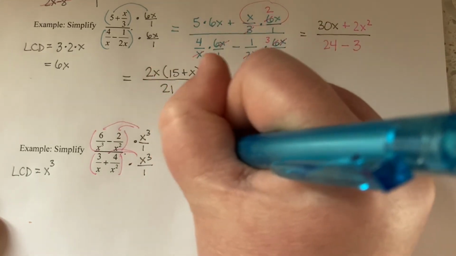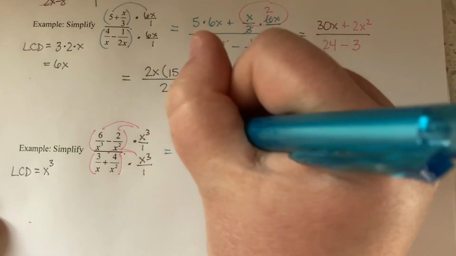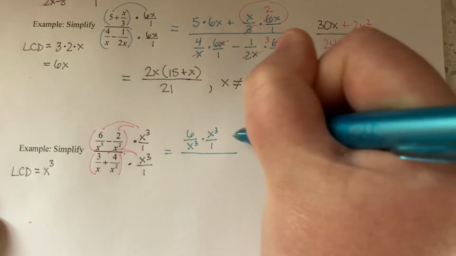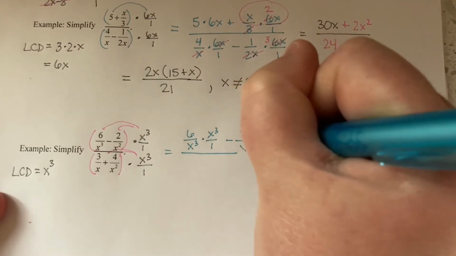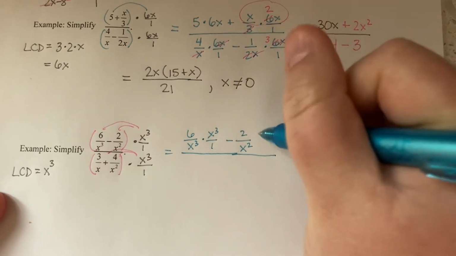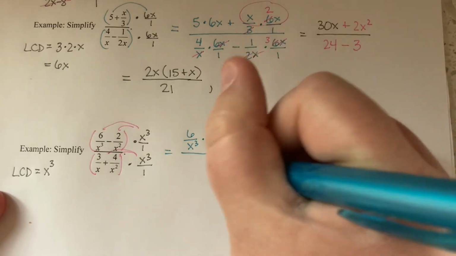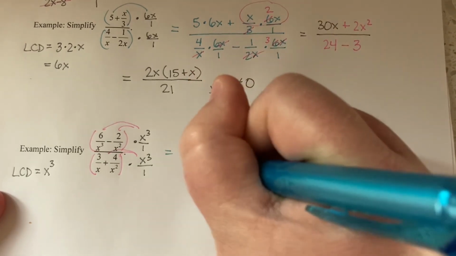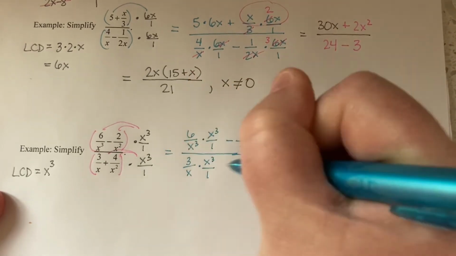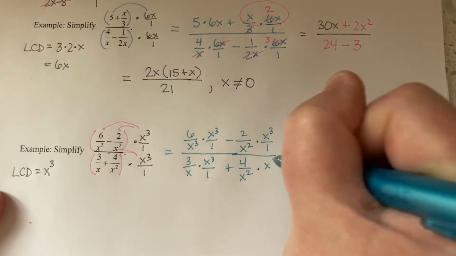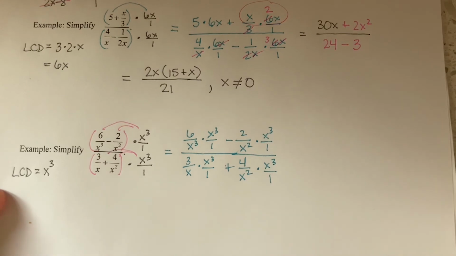So let's see what we get. I have 6 over x cubed times x cubed over 1. I'm just going to write it out. If you're at the point where you don't need this step anymore, that's okay, but not everyone gets to that point, so I want to write it out. 4 over x squared times x cubed over 1. All right, so I've got it all written out.